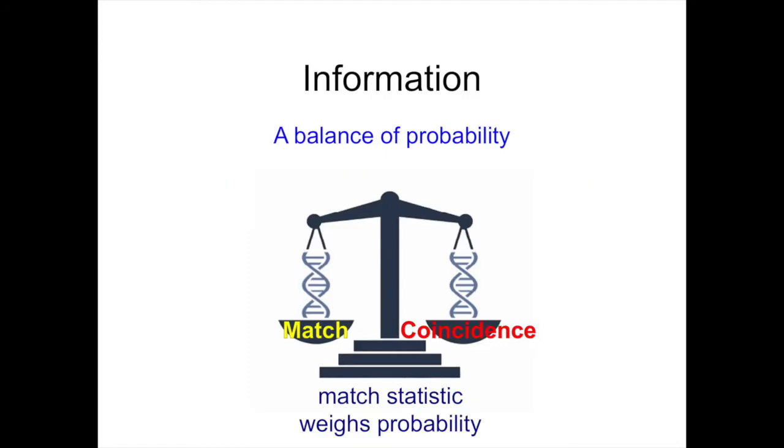And so the purpose of DNA match statistics, which you read about in the paper and hear all the time, and without which DNA evidence doesn't come into court in most jurisdictions, is to provide information. It's a balance of probabilities. On the one hand, we can see that there may be a match. And on the other scale, we could see that there could be a coincidence. A match statistic weighs those probabilities. It was first developed in its modern form by Alan Turing as part of his Enigma project during World War II as a way of objectively balancing probabilities. And we'll be hearing more about match statistics. It's a measure of information, of identification information.